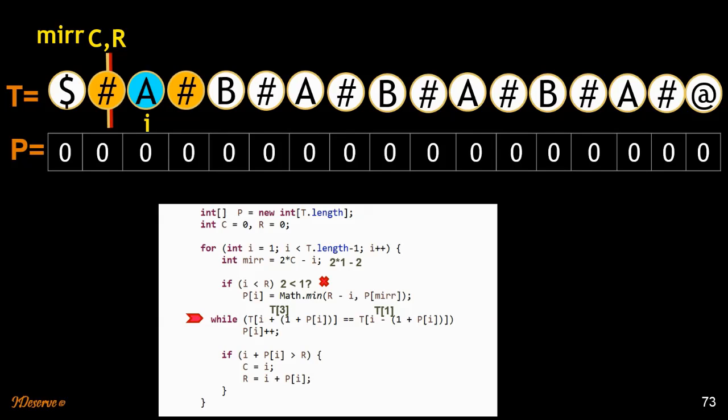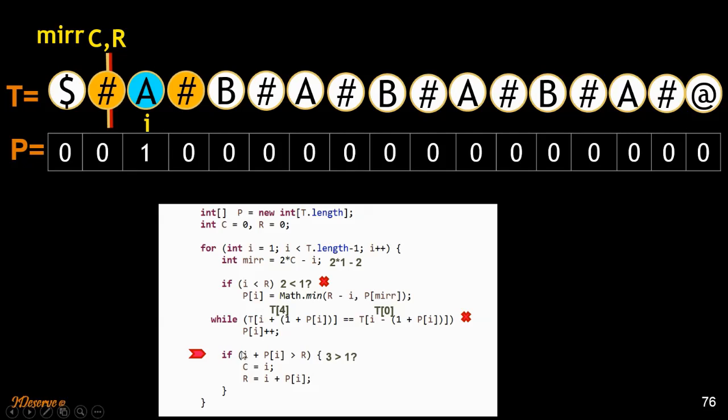Okay, so we see that the characters match. So the length of the palindrome centered at I, which is A, increases, right? Which becomes 1. Then we try to expand again by considering these characters. But these characters do not match, so we move on to the next condition. Now since I has moved beyond the main palindrome, which is centered at C, we move C to I.